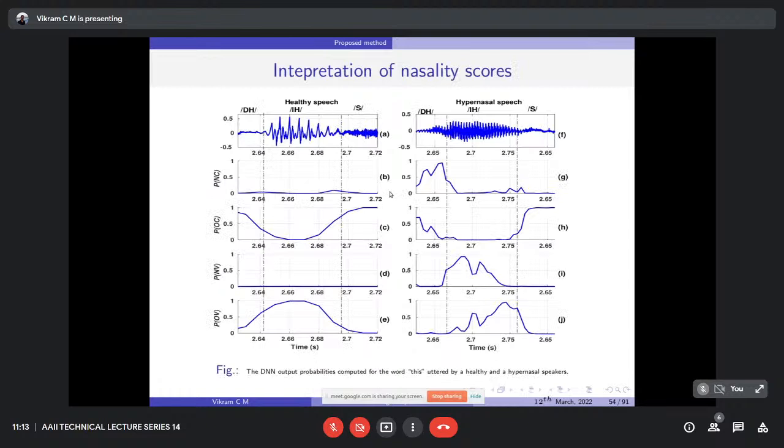Again, we plotted the posterior probability values. This is the data of a speaker with dysarthria. Like cleft lip and palate, we have hypernasality in dysarthria also. So the posterior probability for the nasal consonant is high for the hypernasal speech, whereas it is low for the normal case. And one more thing: the posterior probability for nasalized vowel is low for healthy speech, and it is high for hypernasal speech.